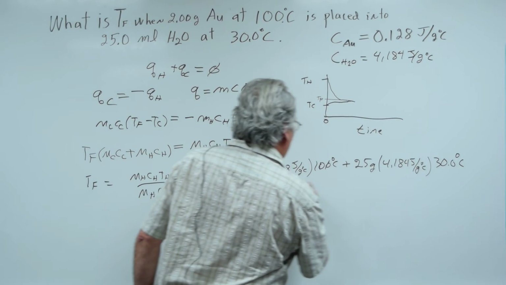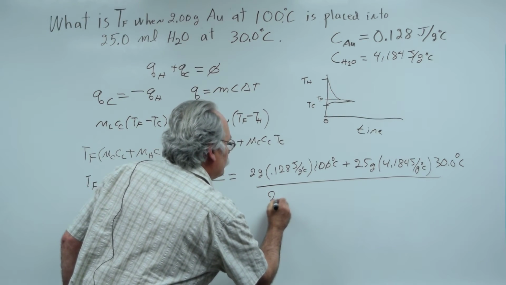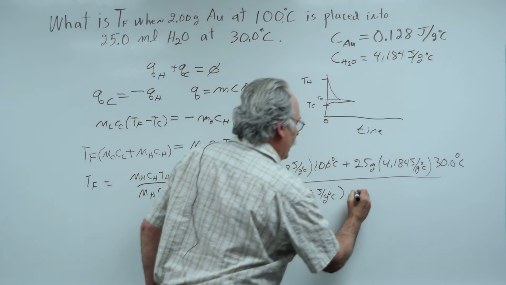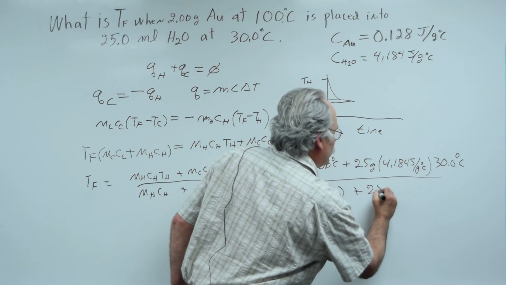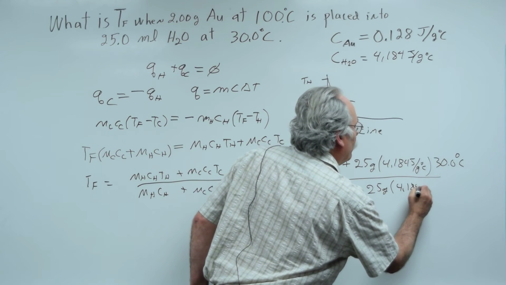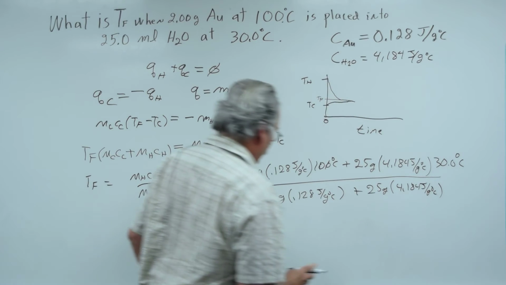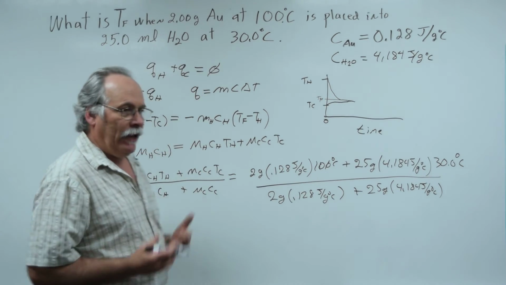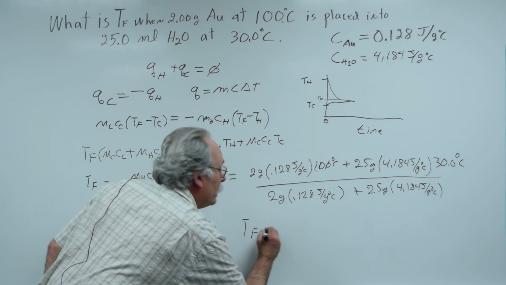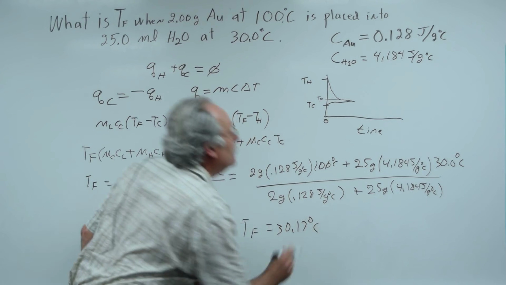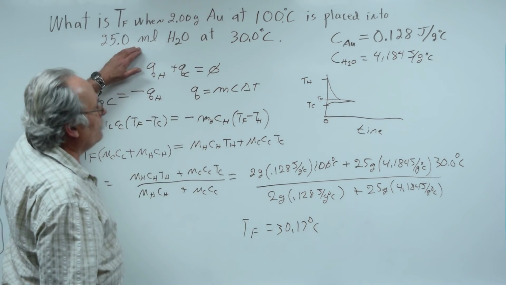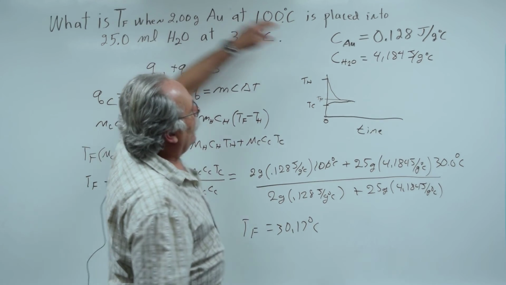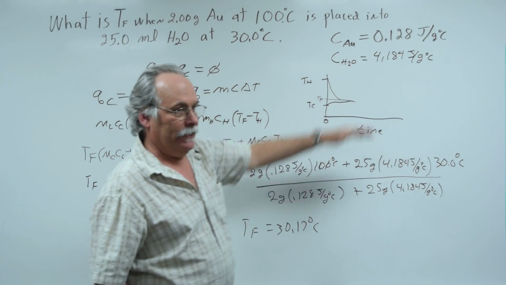Now, I divide this by mhch, which is 2 grams times 0.128 joules per gram degrees C, and I add to that mccc, which is 25 grams times 4.184 joules per gram degrees C. I notice that my grams cancel, my joules cancel, my degrees C cancel, so my units are temperature. I now bring out the calculator, and the final temperature is 30.17 degrees C. This makes sense because I had a lot of water, and water has a large heat capacitance, so its temperature barely rose. Where I had a little bit of metal with very small capacitance, its temperature dropped substantially. And this all makes sense.